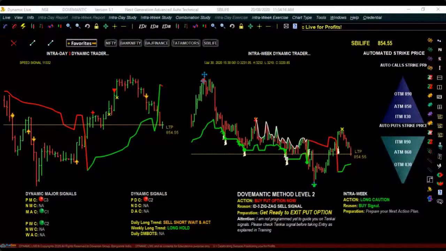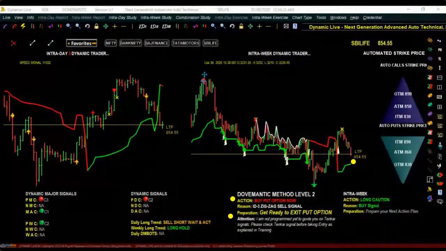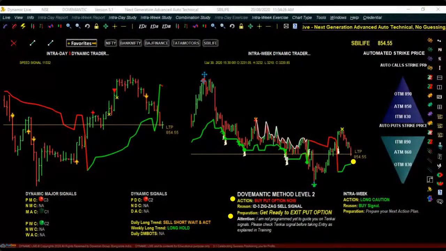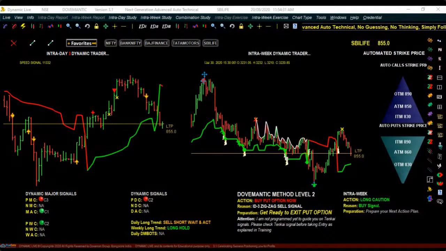Now, once you buy a put option, later you have to be careful, because as the price comes closer to this intra-week long signal, that is when it will ask you to exit the put option. You can see the preparation is already telling us get ready to exit put option. So you have to be prepared here. So this is about SBI Life.